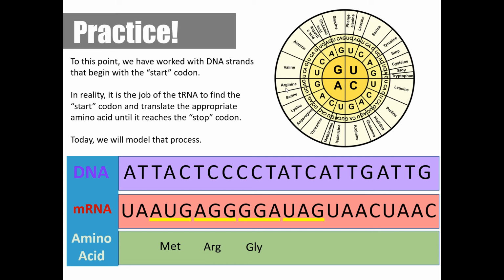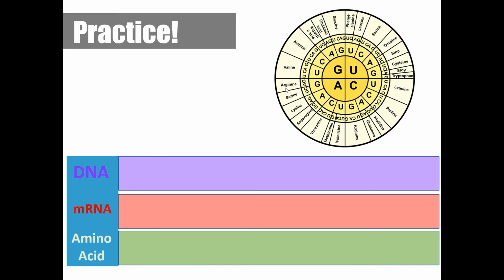And then we have UAG, which is going to be our stop codon. So this lets us know our protein is complete. And so when you're working on a worksheet, that's all you have to do. When you reach the stop codon, you're finished. All right, let's try one. We just tried one together. I'm going to let you do this one and then check your answers.